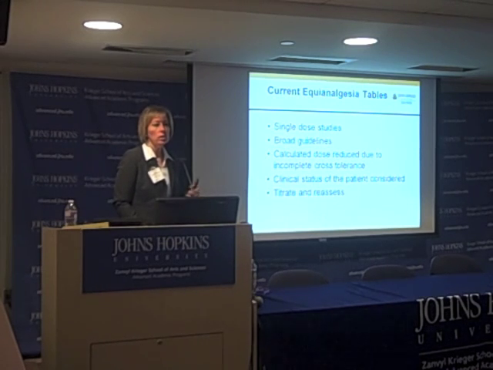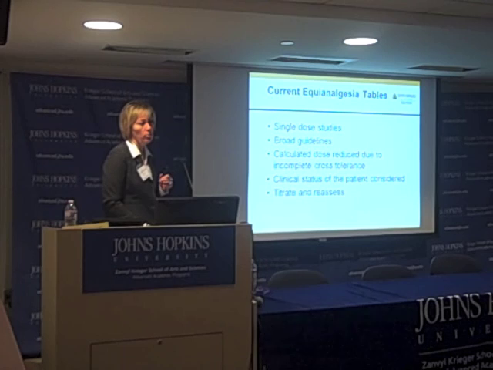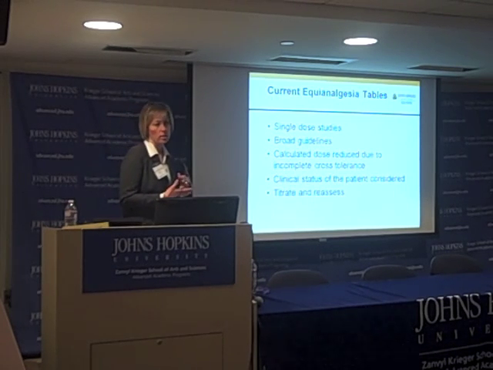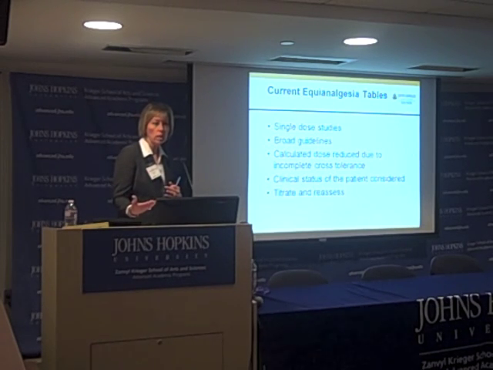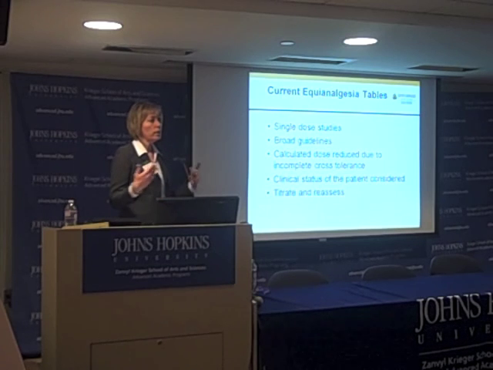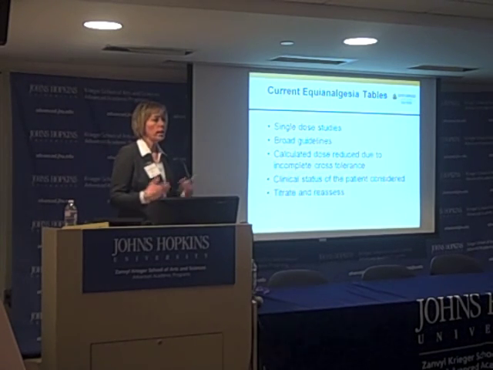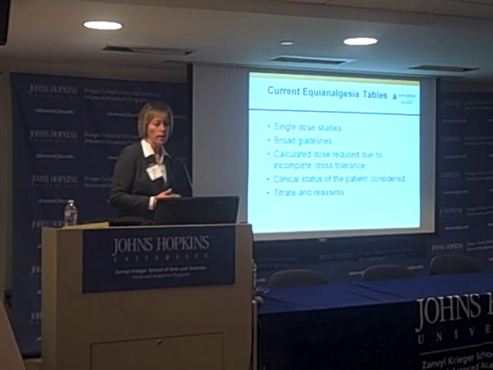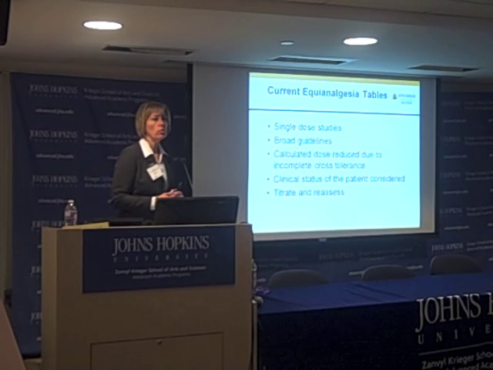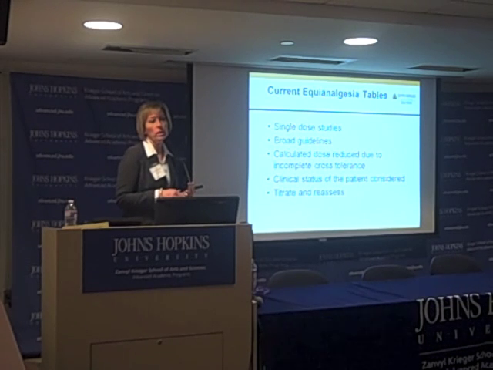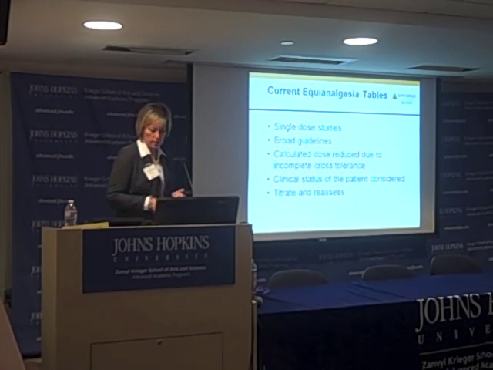So we calculate the dose and we decrease for incomplete cross tolerance. And then based on the clinical status of the patient, and why are we making that conversion? Is it because the pain's not controlled? Is it because we have intolerable side effects? Or the patient's doing great, but now it's time for discharge and we need an oral route? And the important thing is wherever you start the new opioid regimen, you want to reassess your patient frequently and titrate based on response.